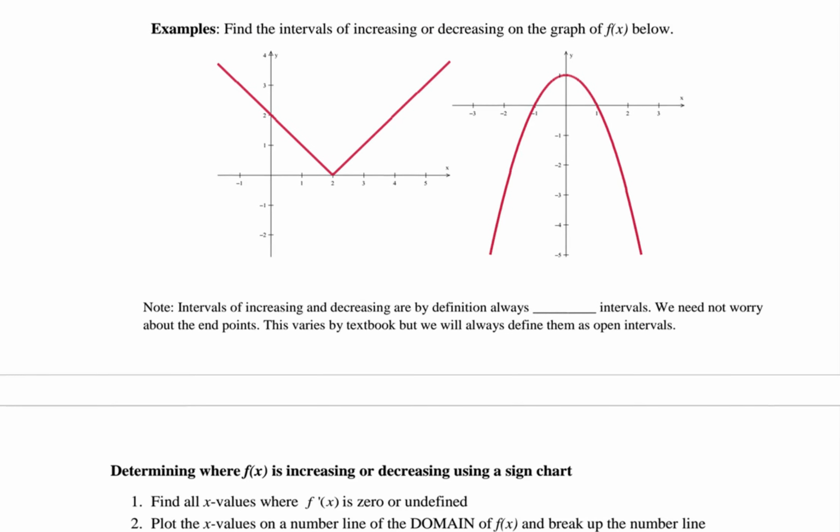Same ones we did earlier, but let's figure out where it's increasing and decreasing. So look at this first one here. See how your graph's going down? Decreasing. So again, we only care about the x values though. So when is it decreasing? Well, from -infinity to 2.